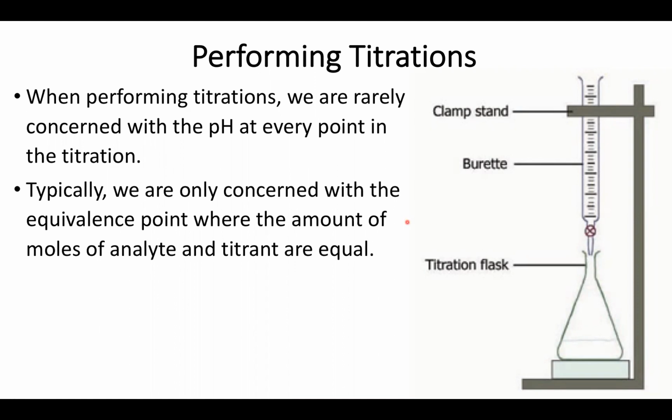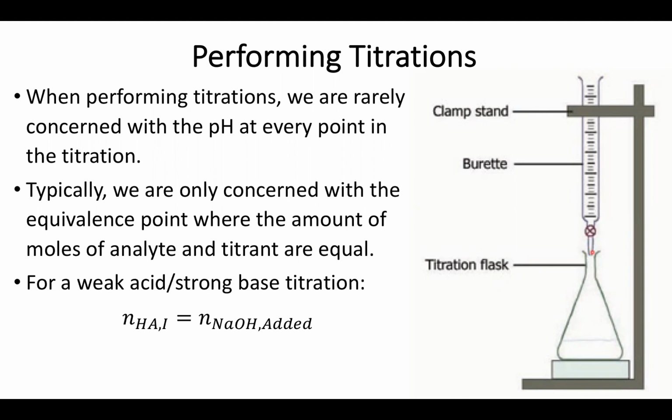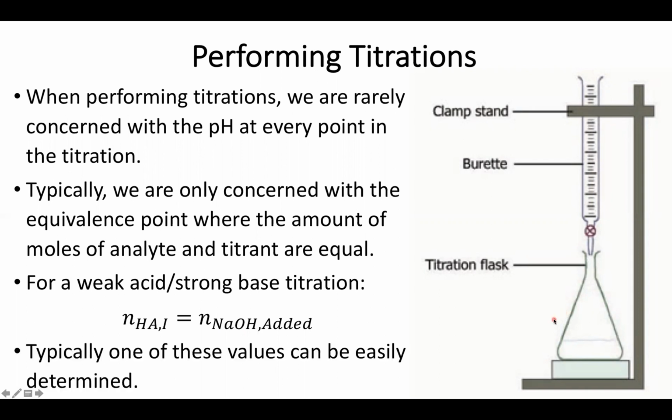One of the reasons why is that this is a very important point where the moles of analyte and the moles of titrant are equal, whether you're doing an acid-base titration or redox titration or something else. So if I'm looking at a weak acid strong base titration, this means that the moles of acid that I initially put in my analyte and the moles of sodium hydroxide that I added from my burette should end up being equal. And usually one of these values can easily be determined.